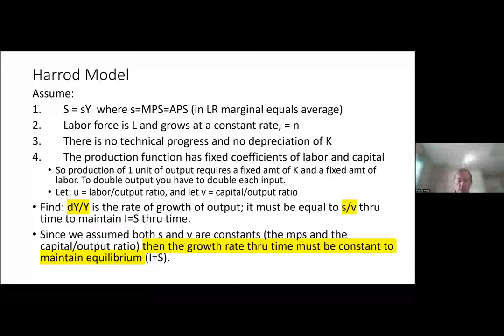Okay? Now, since we assume that the saving rate and the desired capital output ratio are constants, then the growth rate also has to be constant in order to keep investment equal to saving and have the right amount of capital, no excess, no shortage. Now, as to your question, is this loanable funds? The answer is no, it's not loanable funds. This is a necessary condition for the demand side and supply side to grow at the same pace. So no, he did not fall into a loanable funds theory that saving is financing investment. Okay?